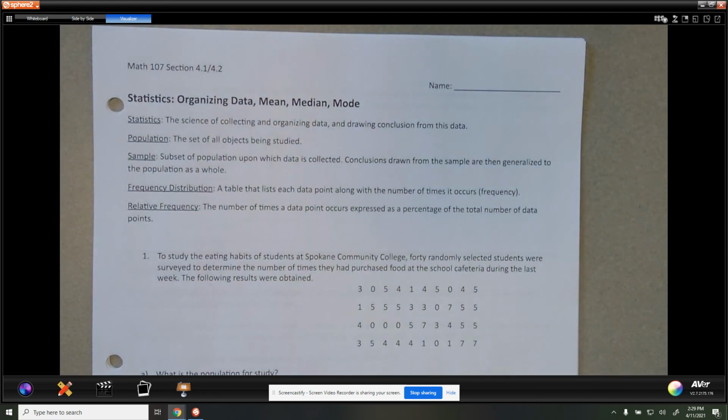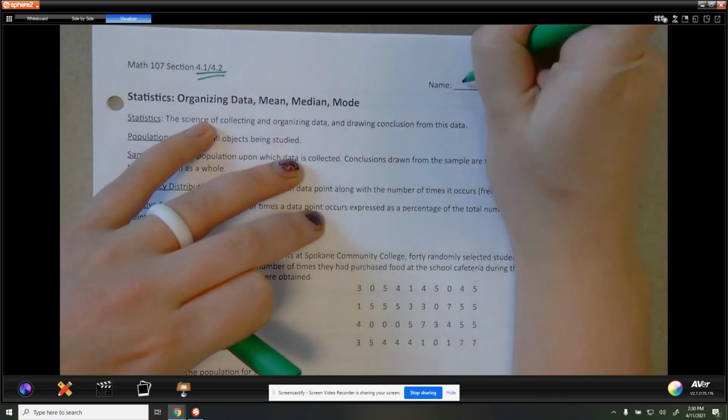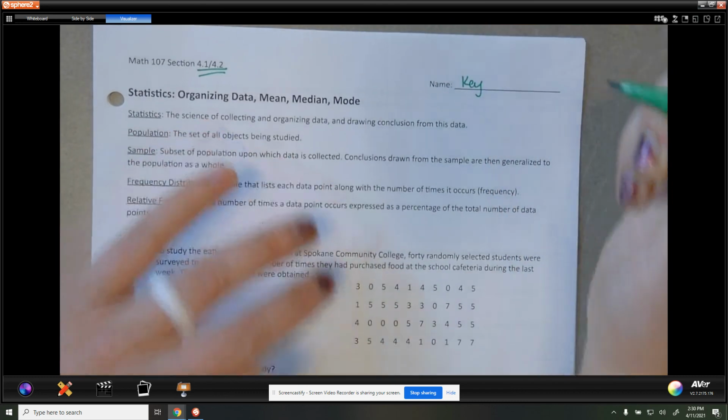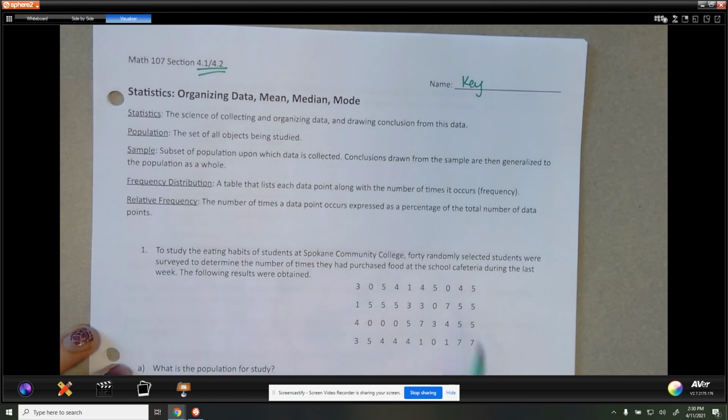Hey everyone, this is the key for your 4.1, 4.2 worksheet. All right, so we have some definitions up here, just a reminder of what we're talking about.